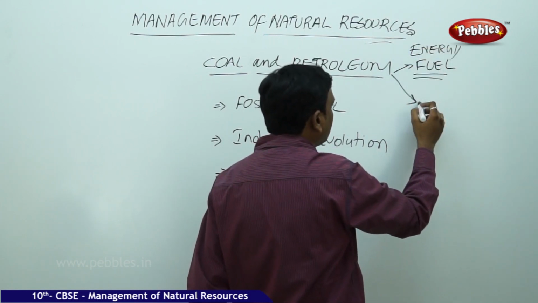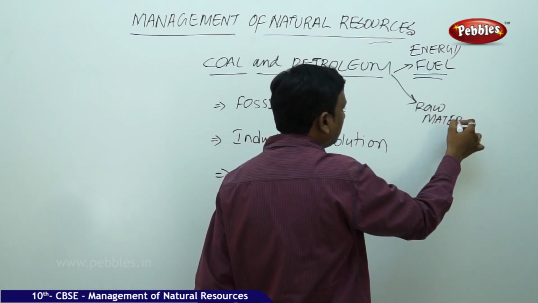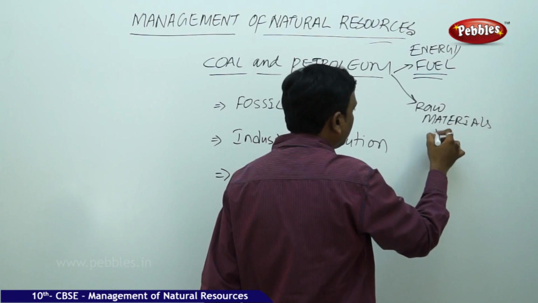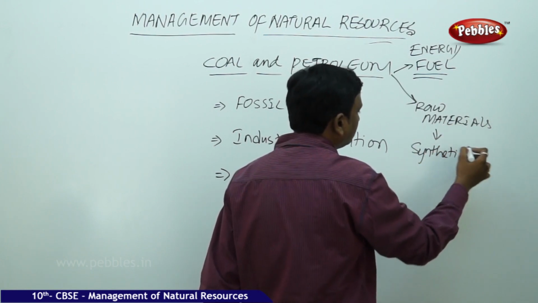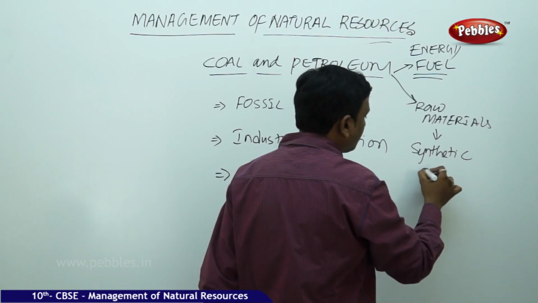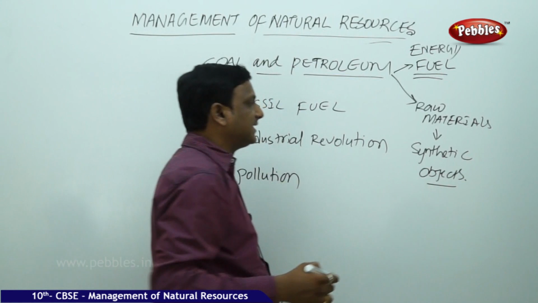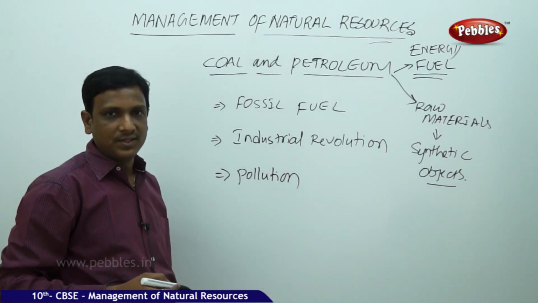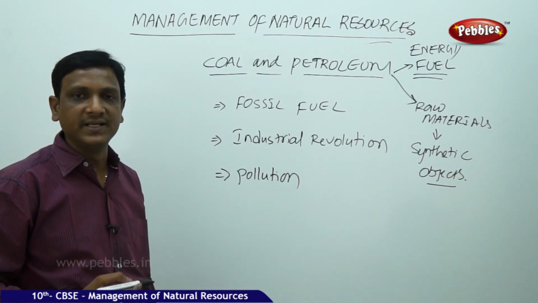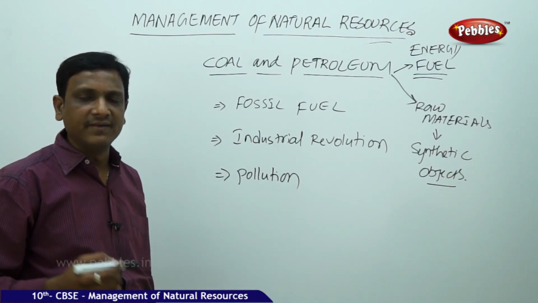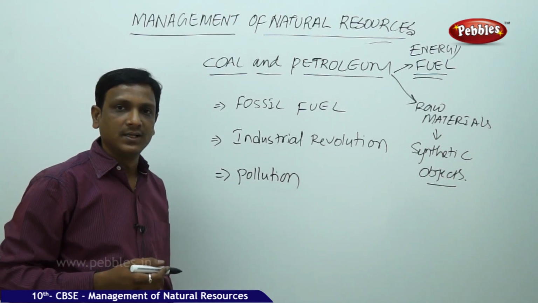Second thing is raw materials. These are the raw materials for synthetic objects or things. What does it mean, synthetic? Plastic. So we see so many synthetic materials, even clothes, even packing material, even utensils, everything is made out of plastic, and it's a synthetic composite.